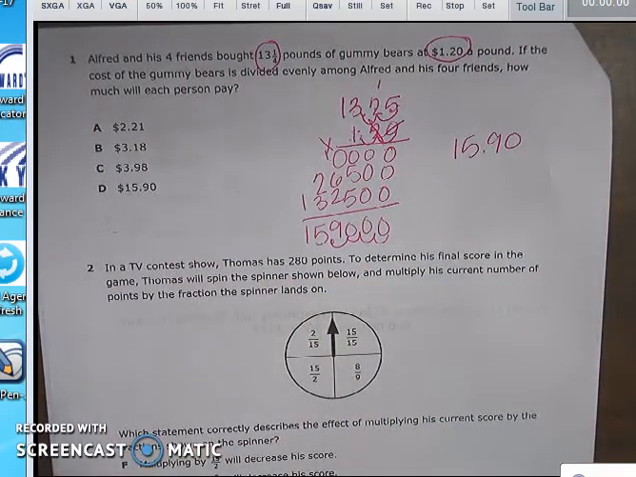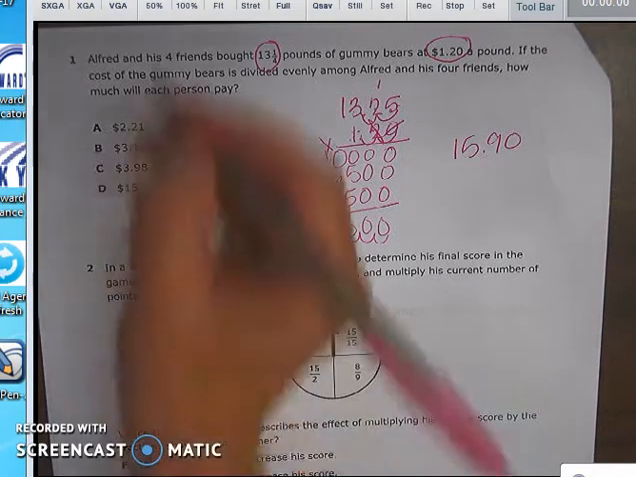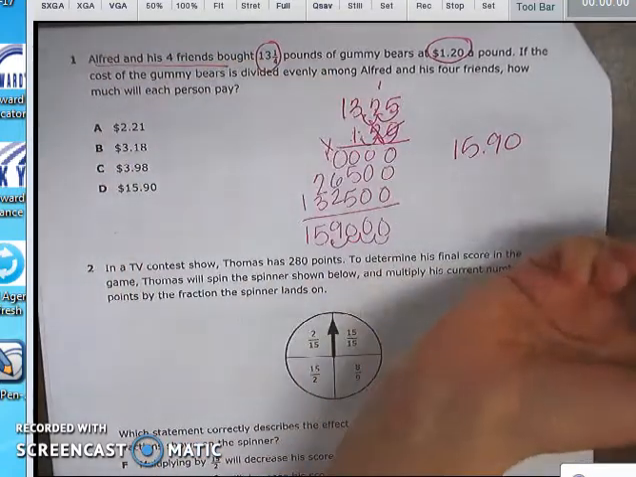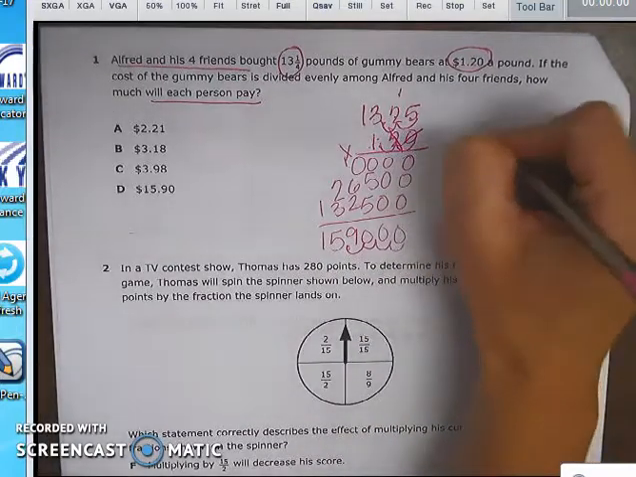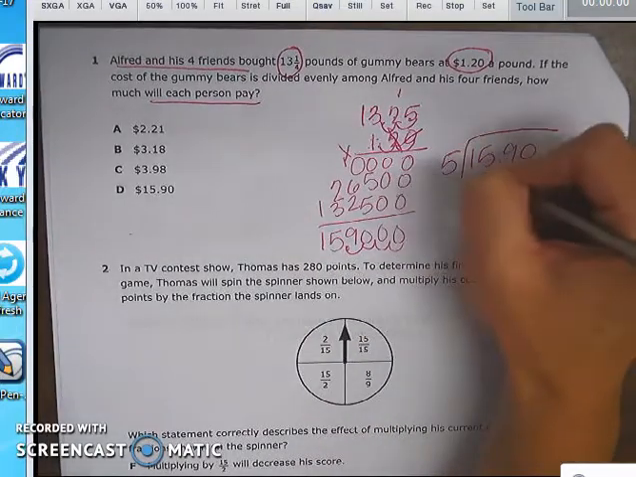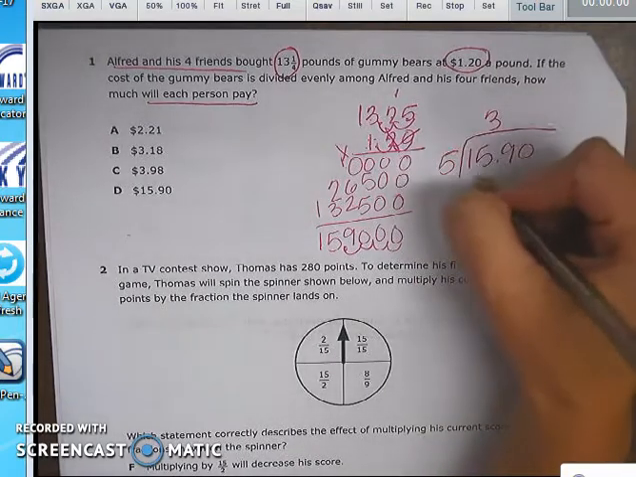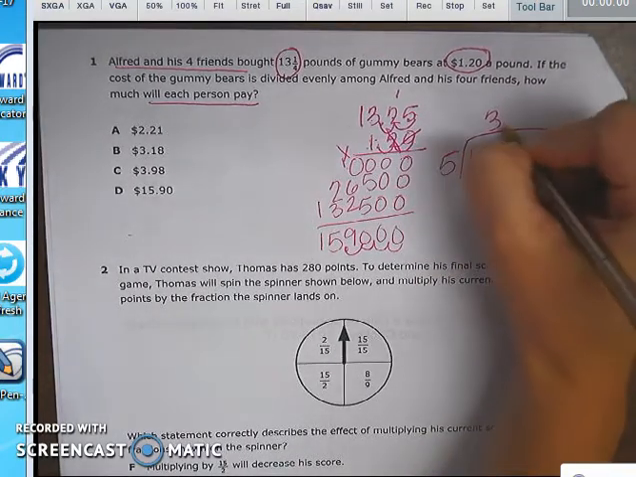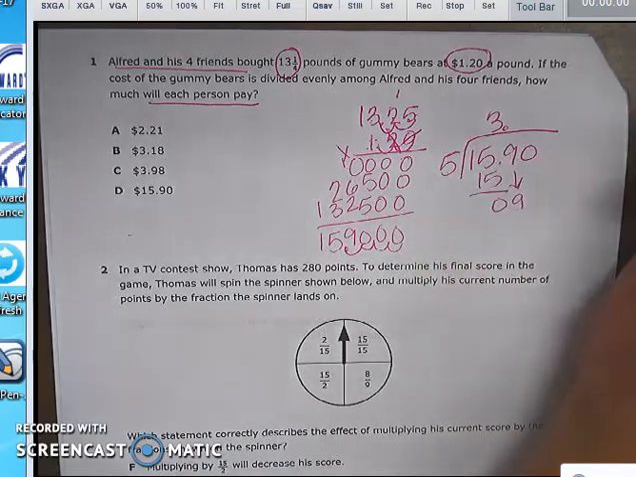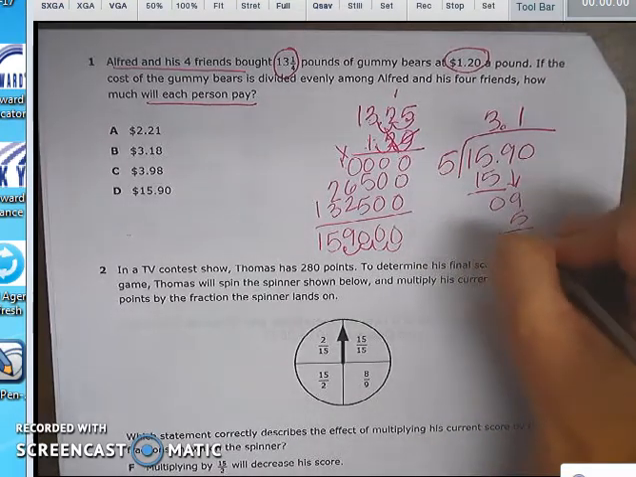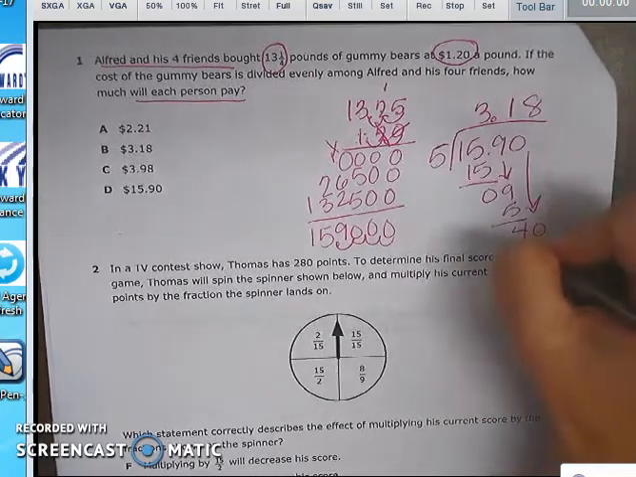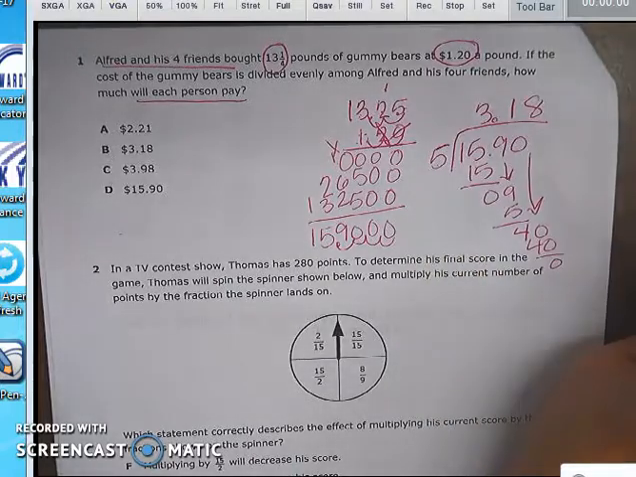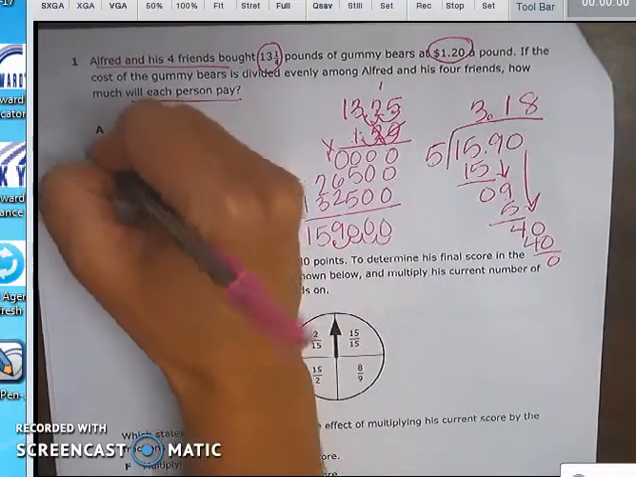A lot of you picked that. That's not the answer the question is asking. Go back. Alfred and his 4 friends, how much will each person pay? So you have to take $15.90 and divide that by 5. 5 will go into 15 3 times. Bring down the 9. 5 will go into that once. Bring down the 0. 5 will go into 40 8 times. $3.18 is what everybody paid.